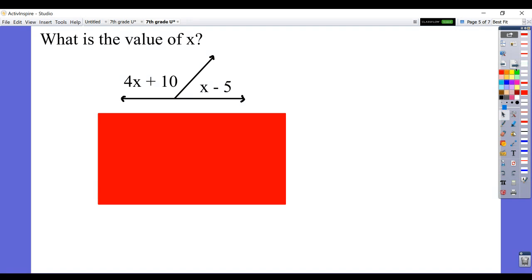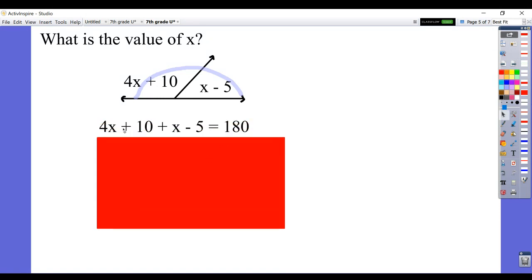What's the value of x in this equation? Again, we're using the idea of special angles to help us with this. Well, we know that this angle plus this angle together make 180. So therefore, we can set that up as an equation: 4x plus 10 plus x minus 5 would equal 180. So we're setting up and solving an algebra equation by using the idea of the special angle measurements.